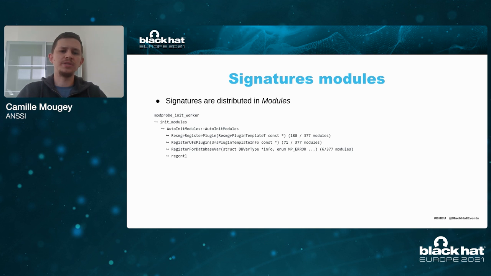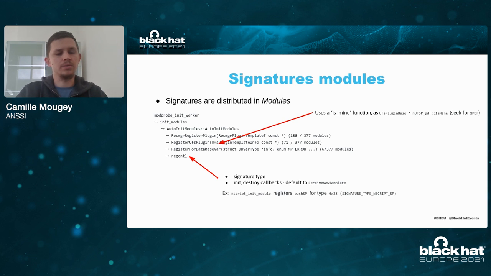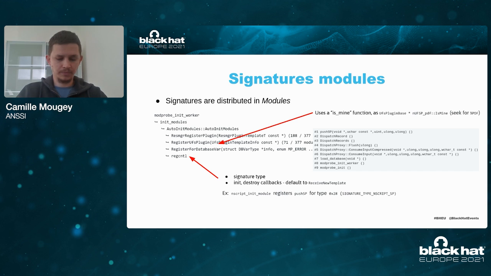The signatures are distributed in modules, which each register some callbacks. For instance, some of the modules are in the UFS category, which registers its main function, like the PDF one. This main function will try to seek a PDF header, and then if it finds it, do further processing. The one we are interested in is the reg control type, which will register a signature type, the byte we just talked about, and sometimes callbacks. These callbacks will be called when the VDM files are parsed. For instance, the signature type and script will register a function named pushSP to parse its corresponding entry.